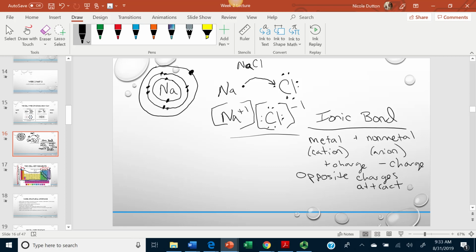One gives up electrons, so the metal loses electrons. And electrons I abbreviate E negative, while the nonmetal will gain electrons. And that's kind of the basis of an ionic bond.